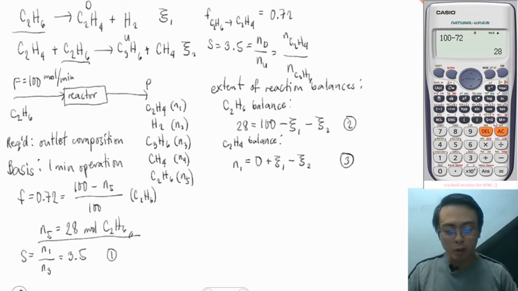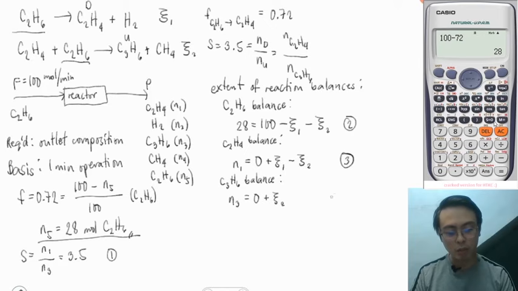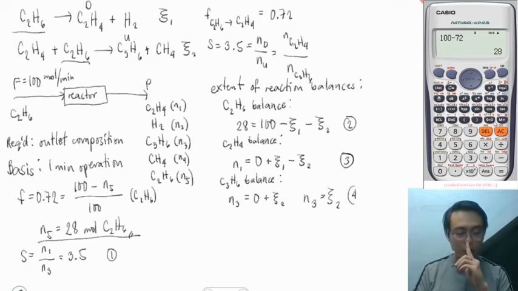Let's try to perform another balance. Let's have the C3H6 balance. C3H6 only appears in equation number 2. Output is N3. Input is 0. There's no C3H6 in the feed. And then it's a product, so that is plus extent 2. Basically, we are saying that N3 is equal to extent 2. This is our equation 4. Now, count our unknowns: N1, N3, extent 1, extent 2. And count our equations. We have 4 equations, therefore we can solve this.